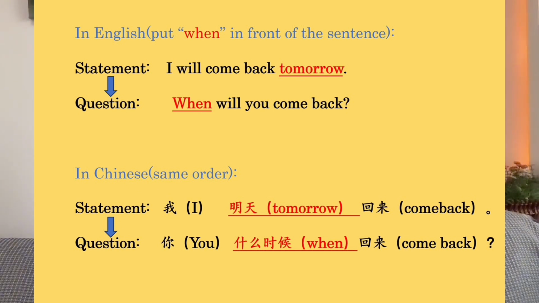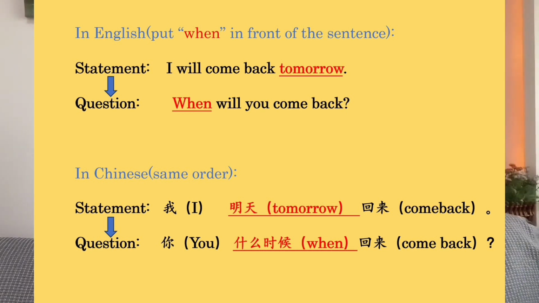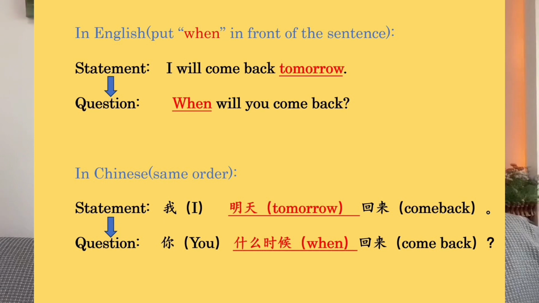In English, we say, when will you come back? If we want to change a statement into a question, we need to put when in front of the sentence. While in Chinese, we don't have such a step. We just say, 你什么时候回来? The same order as statements. Statement, 我明天回来. Question, 你什么时候回来? Same. Quite easy, right?